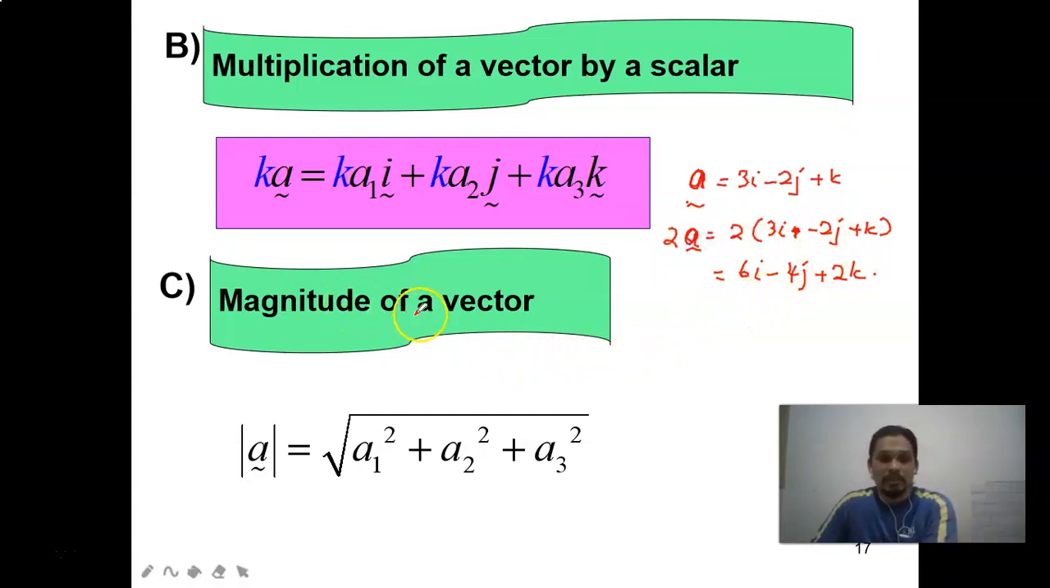And the magnitude of a vector here, the absolute value, or the distance, is the square root of a1 squared plus a2 squared plus a3 squared.